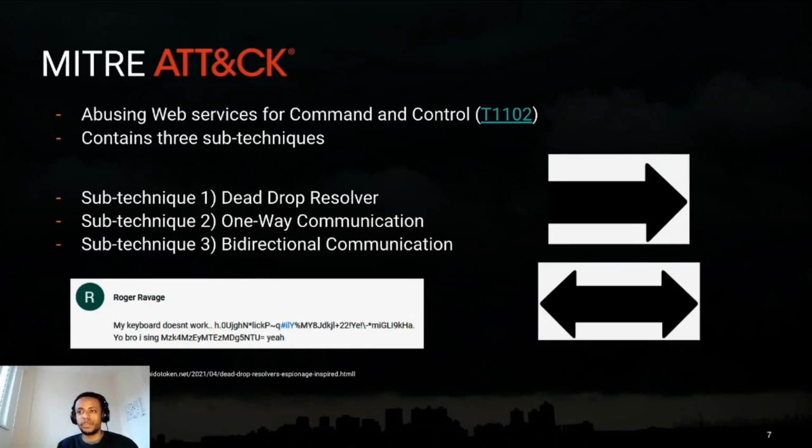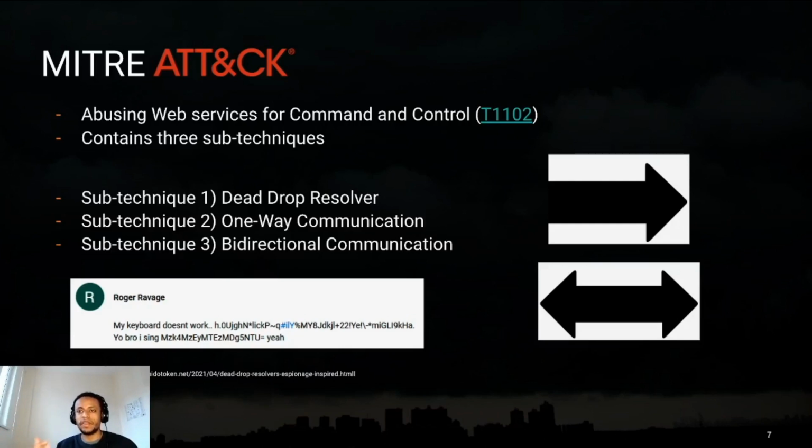Sub-technique number two is one-way communication. This is the case where a compromised asset will reach out to a cloud application or a normal web service, grab a command, run the command, but won't return the output. So it's only one way. It's only from the attacker to the compromised asset. The asset will execute those commands, and then that's the end of that communication.